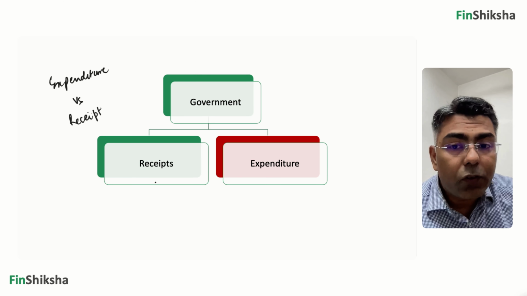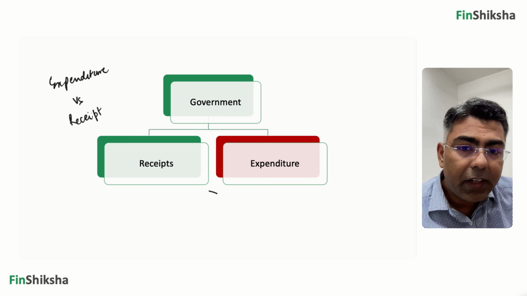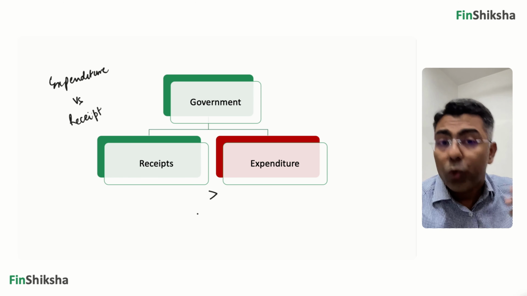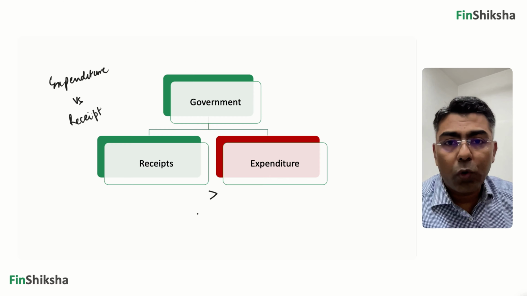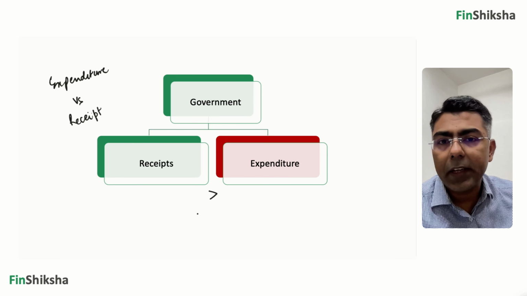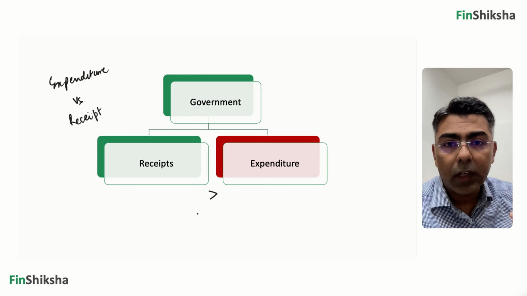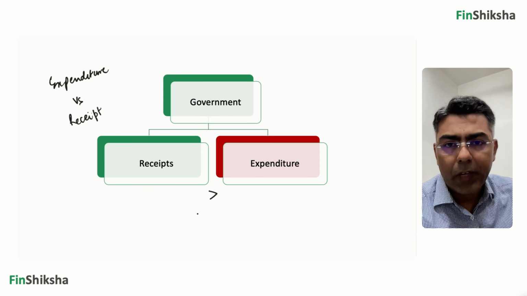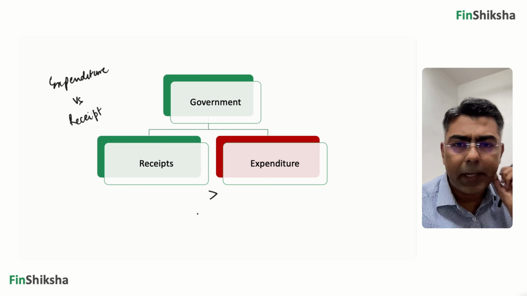So if receipts of the government are greater than the expenditure, then there's no problem. You're making more money. Now, usually the government doesn't want to make more money. So what tends to happen is in that case, either the government will reduce the collections by cutting tax rates, or they will increase the expenditure. या तो tax rate कम कर देंगे या expenditure बढ़ा देंगे, so that equation sort of balances, right?